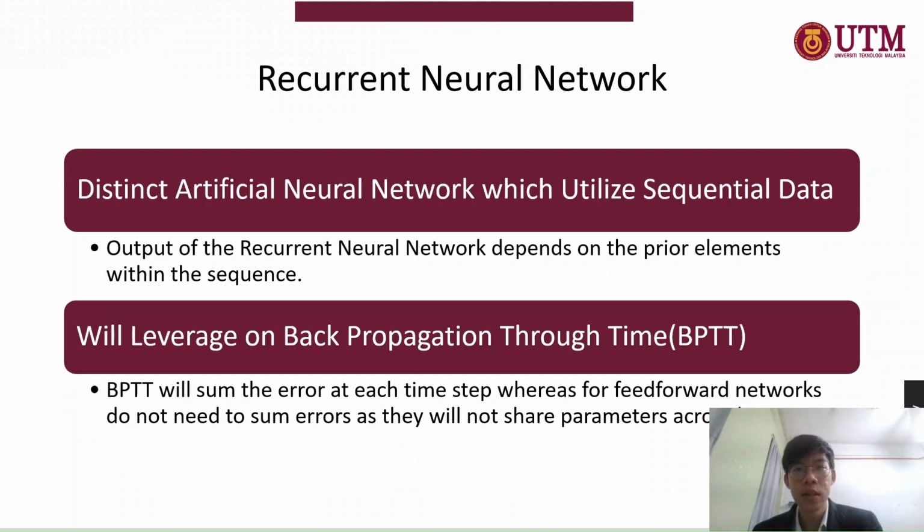And the next neural network that I would like to present is the recurrent neural network, also known as RNN. It is a distinct artificial neural network which focuses on utilizing sequential data, and will also need to leverage backpropagation through time, also known as BPTT, where it will sum the error at each step, whereas a feedforward network does not need to sum errors as they do not share any common parameters across the layers.